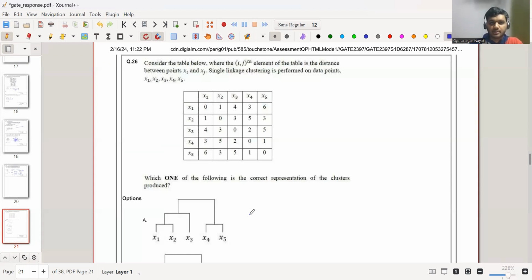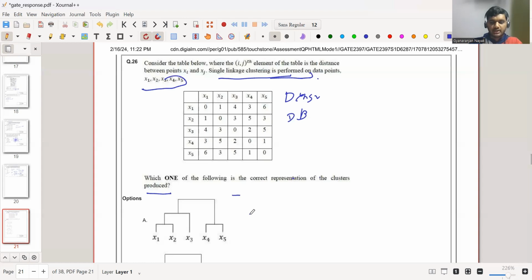Consider the table below where the ij element of the table is the distance between point xi and xj. Single linkage clustering is used. You know single linkage clustering is used in density based clustering, that is DBSCAN. So x1, x2, x3, x4 is given. Which one of the following is the correct representation of the cluster produced?